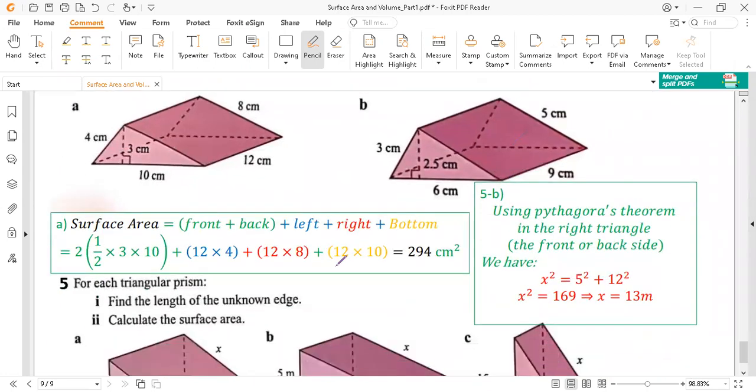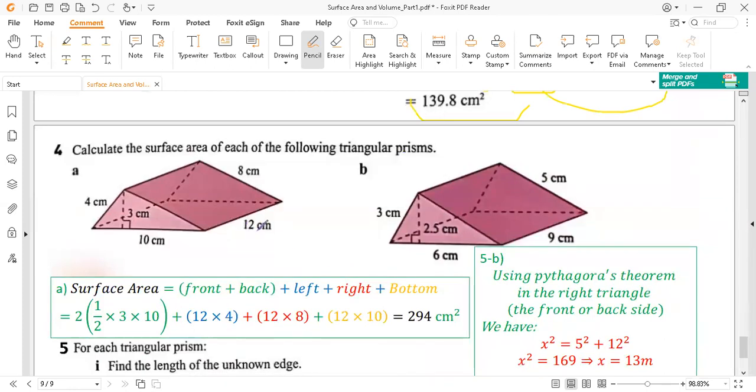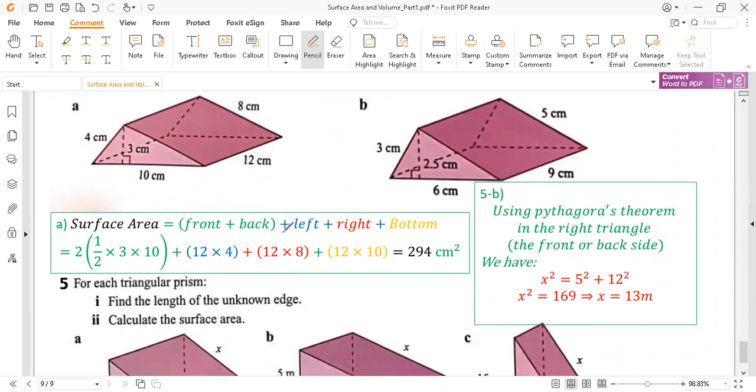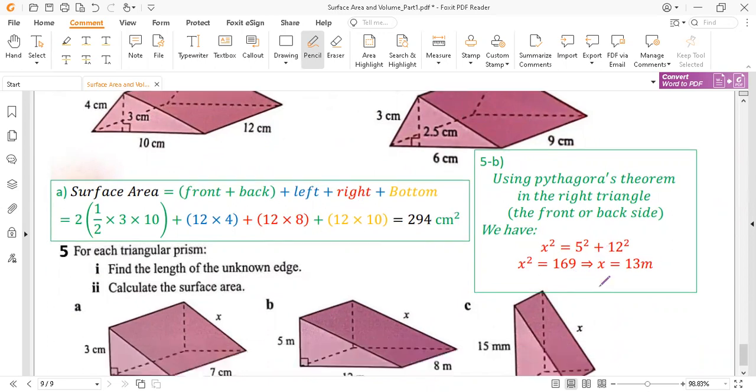And you can also practice by yourself on the following exercises, finding and evaluating the surface area of a rectangular prism and also a triangular prism.